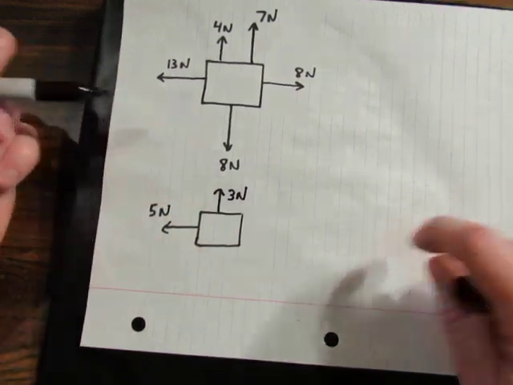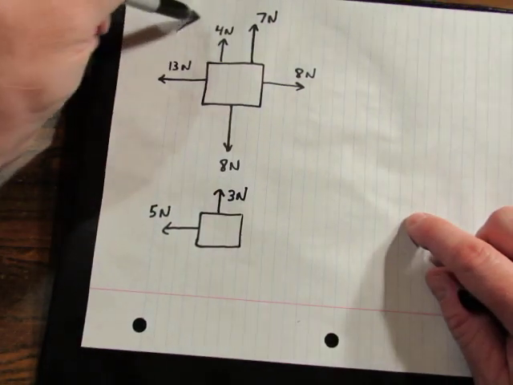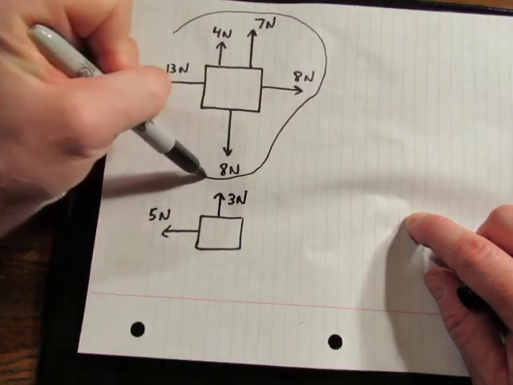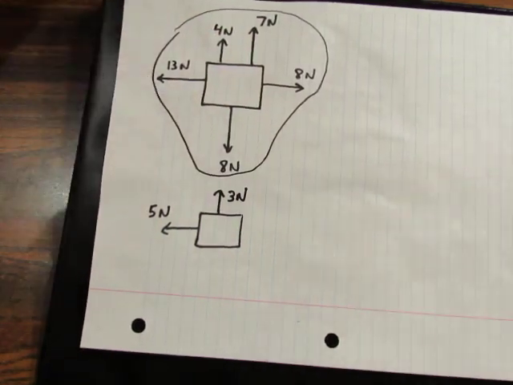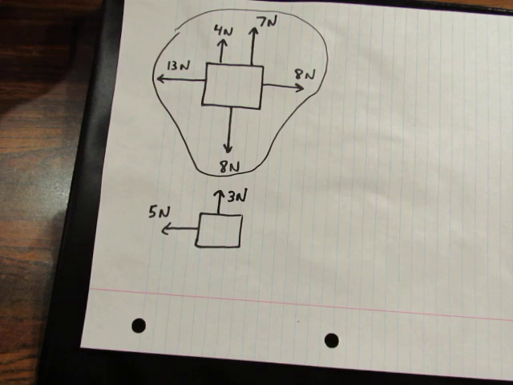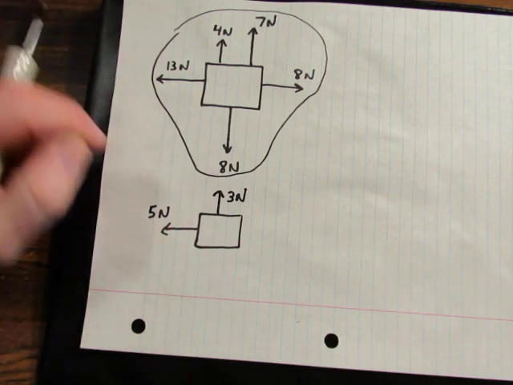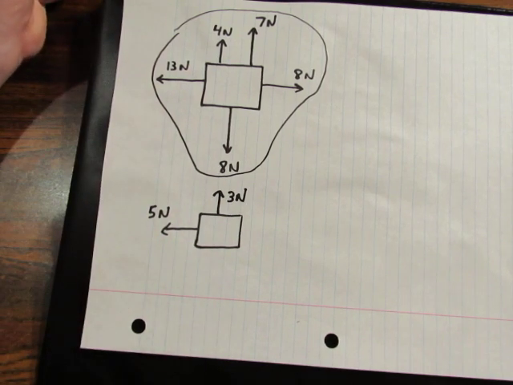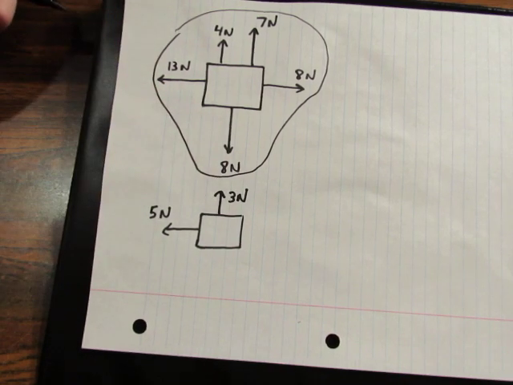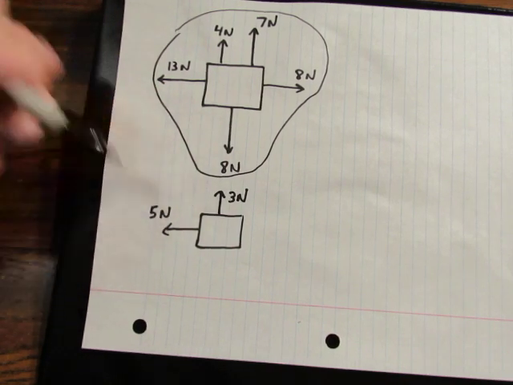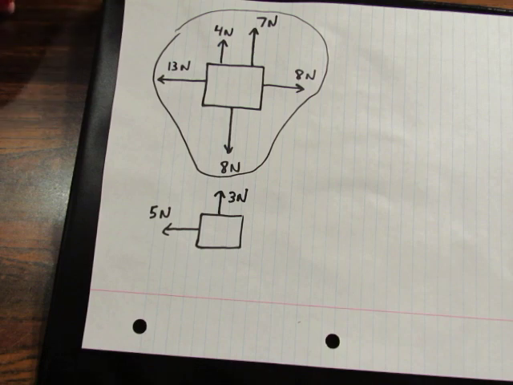So what we've done here is we've taken this entire diagram and reduced it instead to this much simpler diagram on the bottom. 5 newtons to the left, 3 newtons up. Now we still have to put these 2 vectors together, but the difference is you can't just add these together. The answer is not going to be 8.